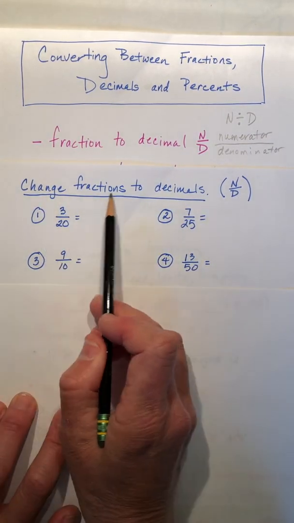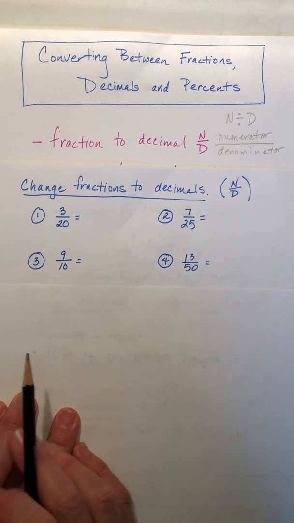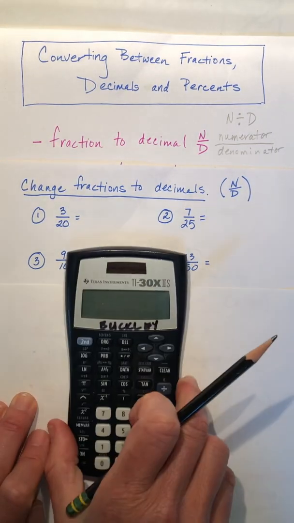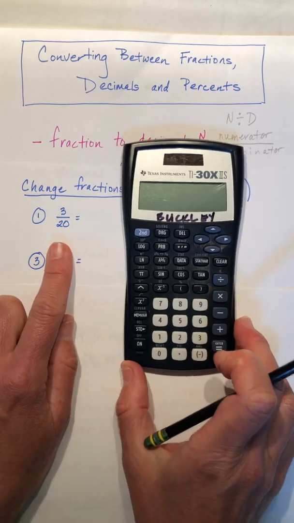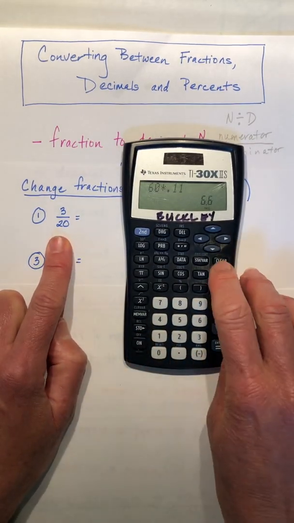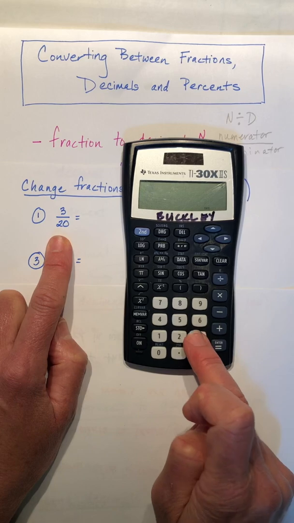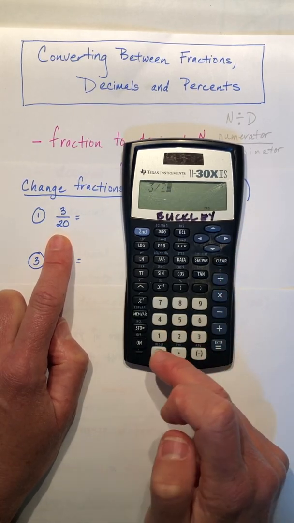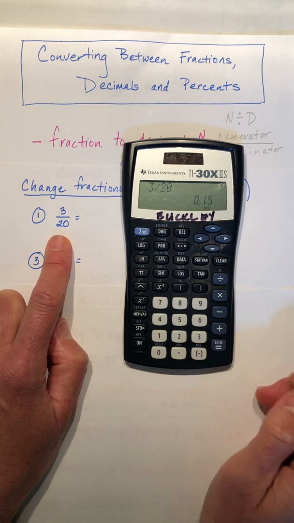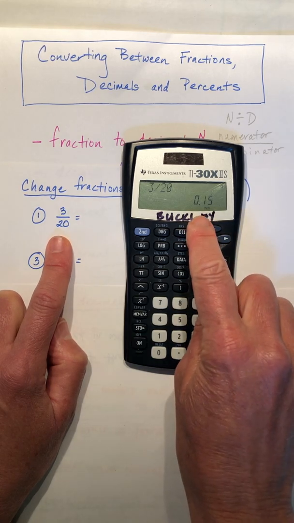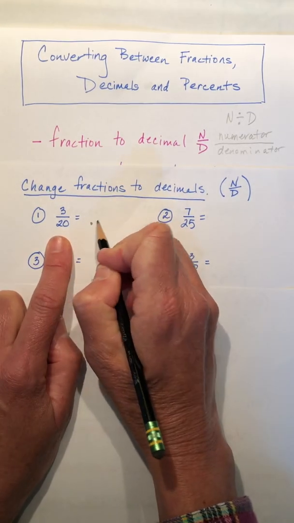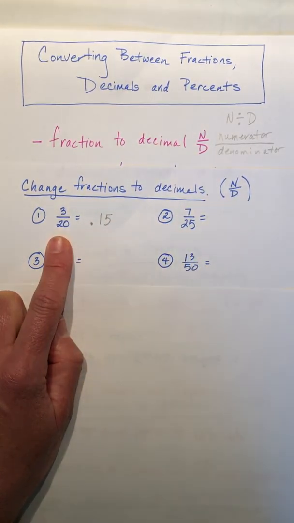We're going to change fractions to decimals, which is numerator divided by denominator. So I'm going to take my calculator. If I'm trying to convert 3/20ths, I'm going to do 3 divided by 20. And let's see what I get. 0.15. So I can just write 0.15. I'm not too worried about that 0 point.